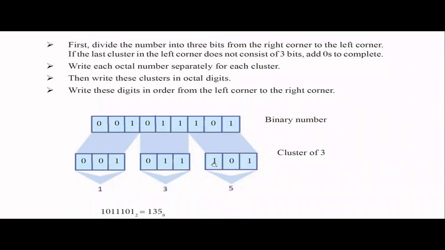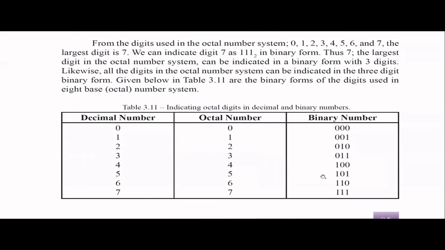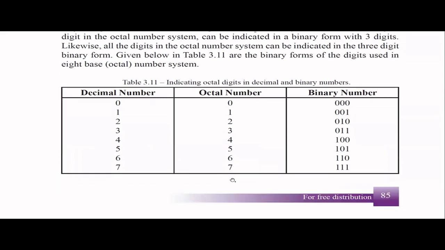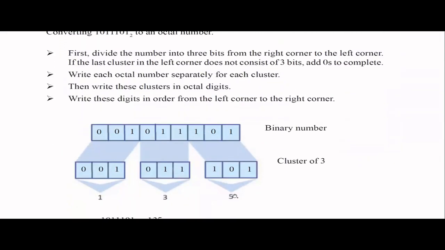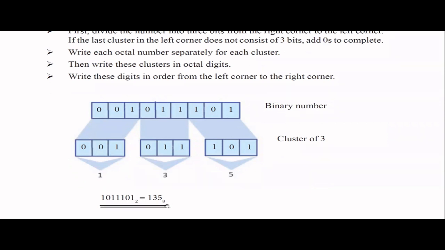So if you take this number 101, if you refer to the earlier table, 101 is 5. Like that you can put 5, then 1 1 means 3, and here it's anyway 1. So this is 135 in octal. This is how we can convert a binary number to an octal number.